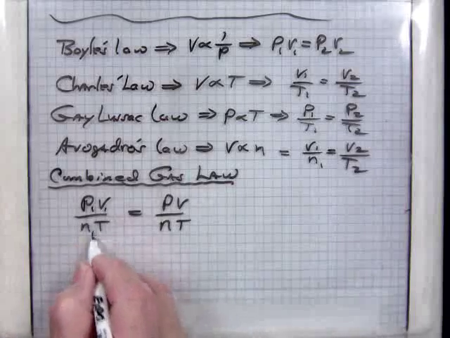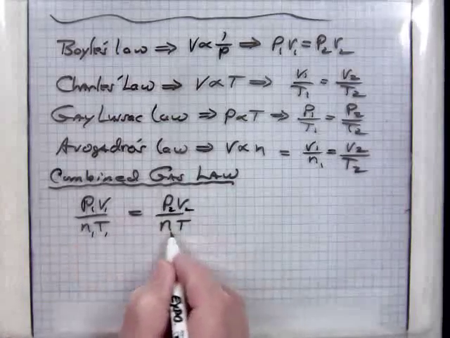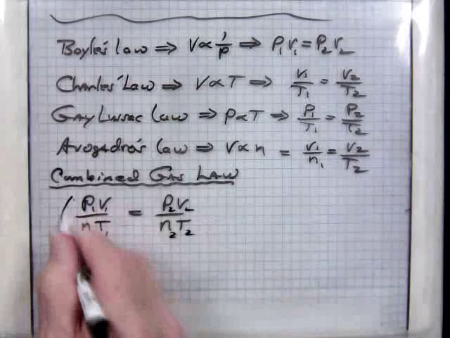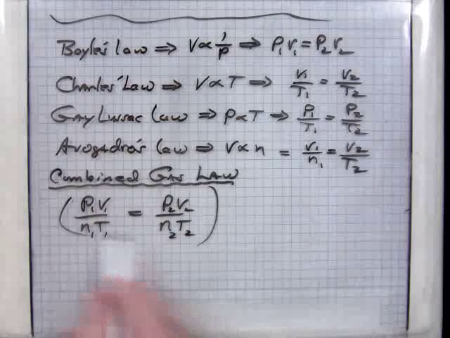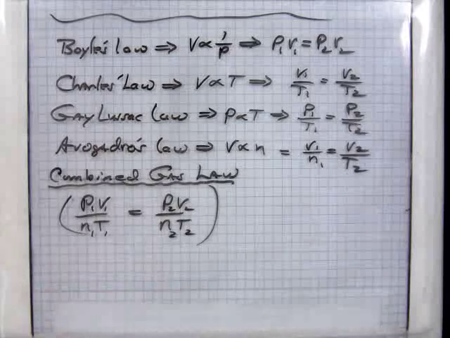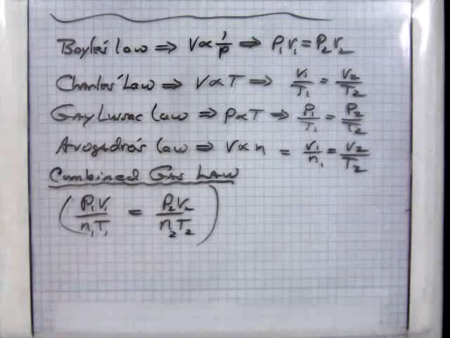1, 1, 1, 1, 2, 2, 2, 2. This is the empirical relationship called the combined law. And most problems come to you with constant mass numbers, so it's PV over T, PV over T. For those that can remember some of this from earlier courses, you might recognize that.